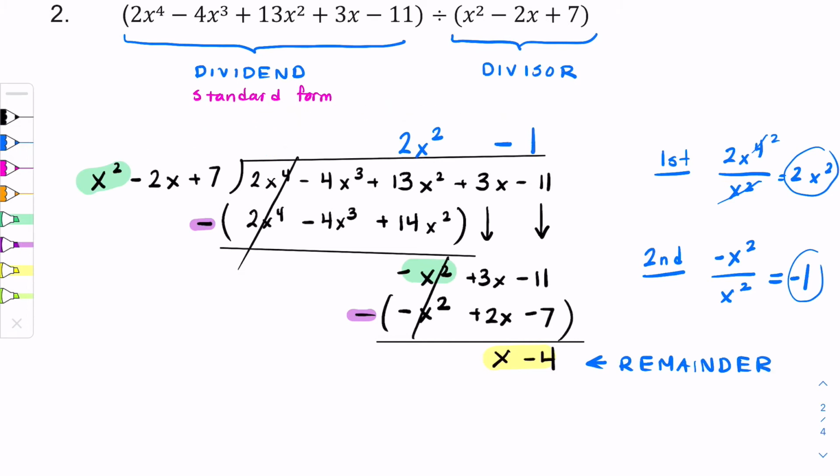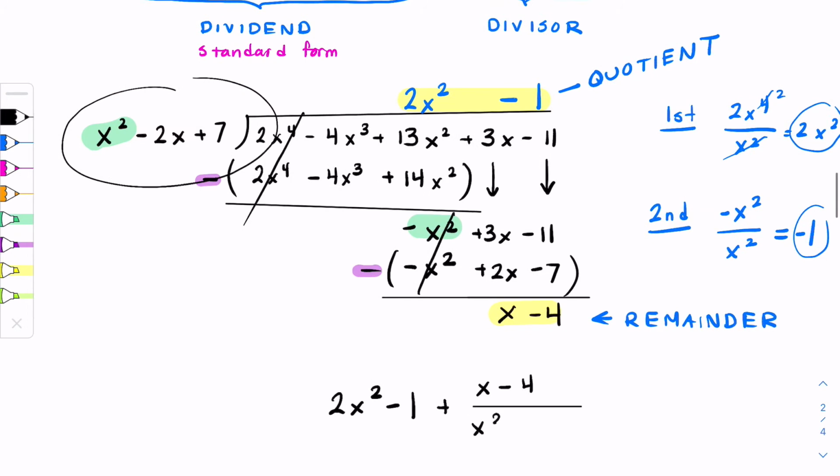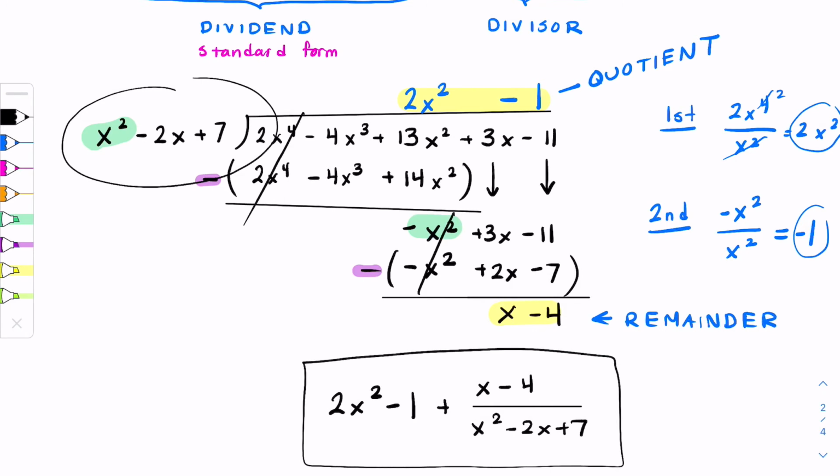And don't forget, what you have at the top is called your quotient. When you write your final answer for a problem that does have a remainder, like this one, you're going to write your final answer as your quotient, 2x squared minus 1, plus your remainder of x minus 4 divided by your divisor, whatever your divisor is. So our divisor is x squared minus 2x plus 7. And this is how you write that final answer.